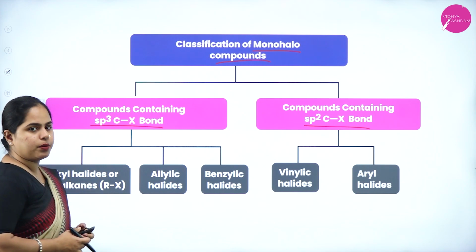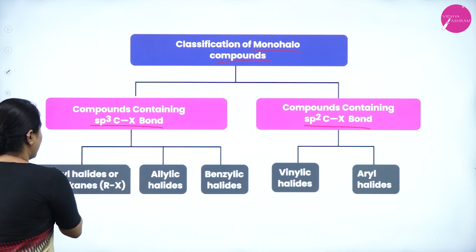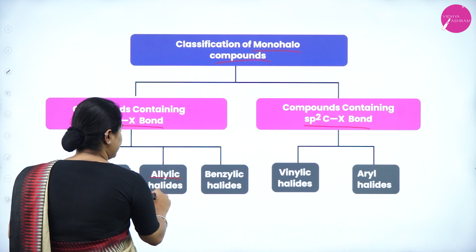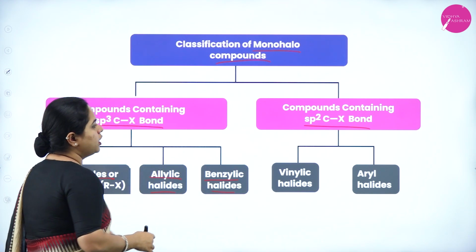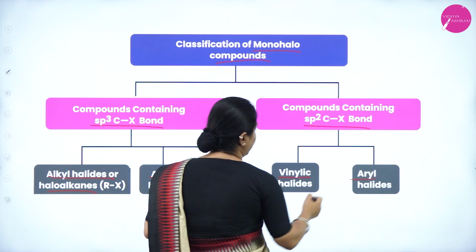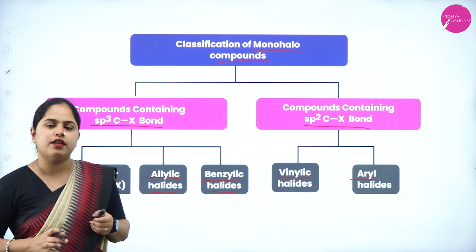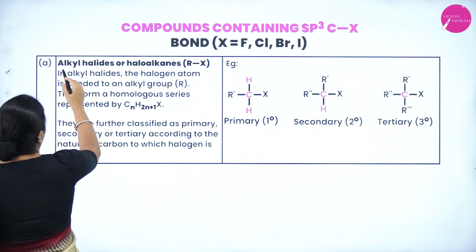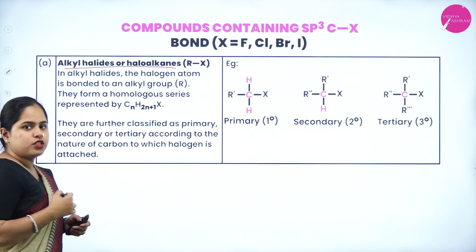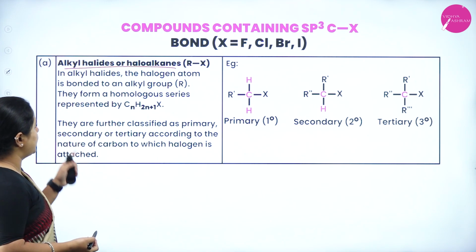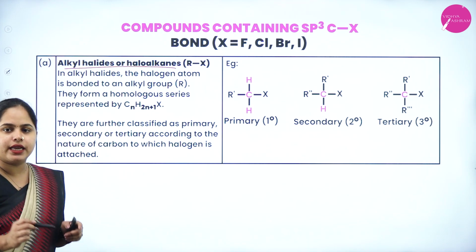Now the sp3 carbon halogen bond is further divided into alkyl halides or haloalkanes, and then you have allylic halides and benzylic halides. Now the sp2 carbon halogen bond is classified into vinylic and aryl halides. Each of them in detail we are going to study now. So the first one is alkyl halide or haloalkane. What is alkyl halide or haloalkane? In alkyl halides, the halogen atom is bonded to an alkyl group.